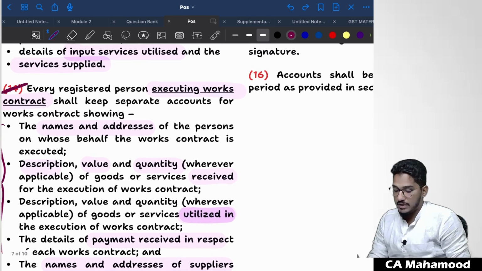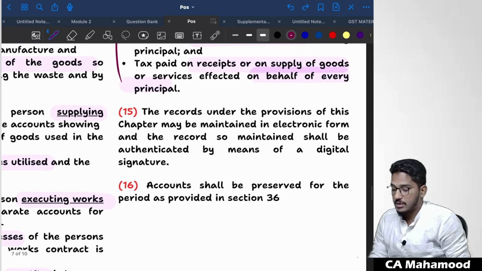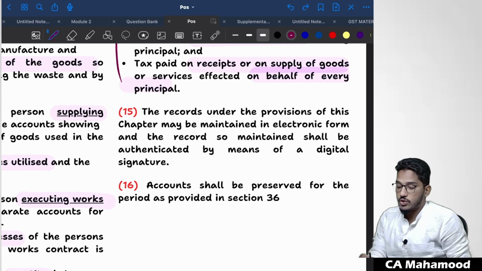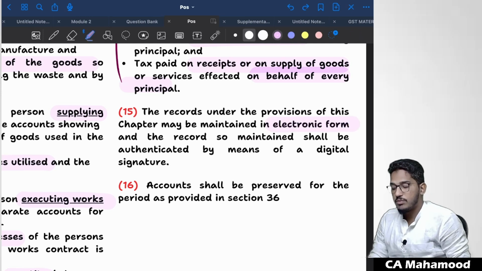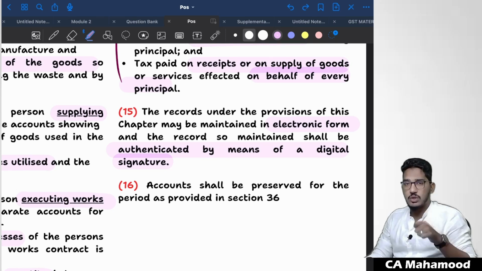And rule number 15 says the records under the provisions of this chapter may be maintained in electronic form also. You need not maintain the records in physical form, you can maintain the records in electronic form as well. And if you maintain the records in electronic format, those records are required to be authenticated by way of a digital signature. You have to authorize those electronic records by way of digital signature.